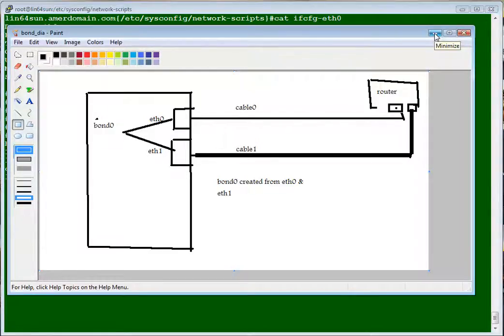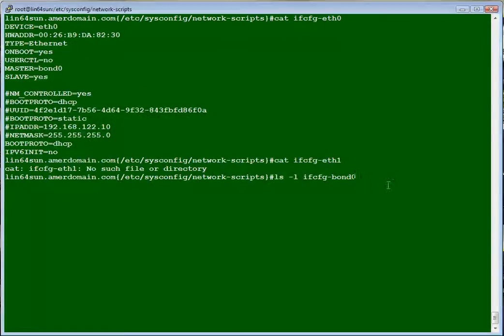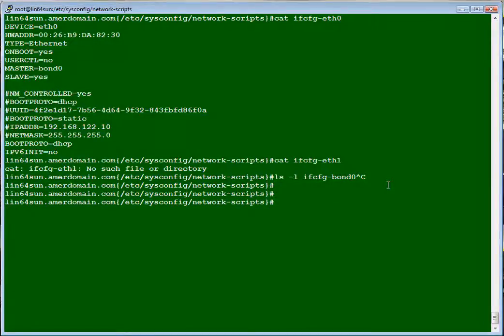So that's the reason you have to configure the bond, or we can say bonding. Now you understood the purpose of configuring the bond. Okay, so there are two files. One is your actual physical one.